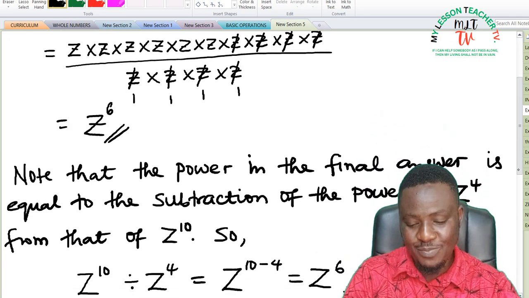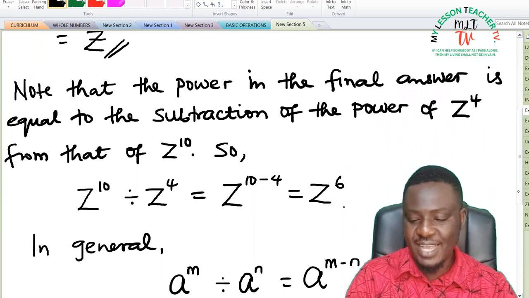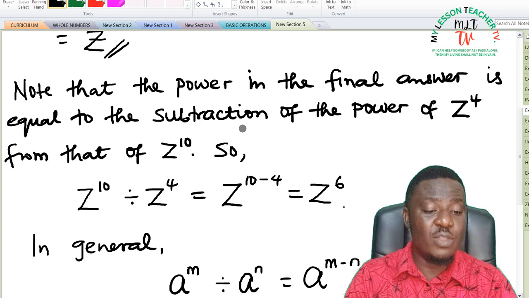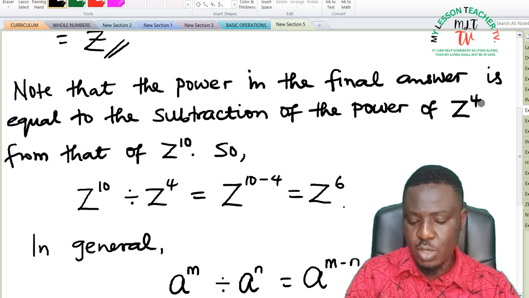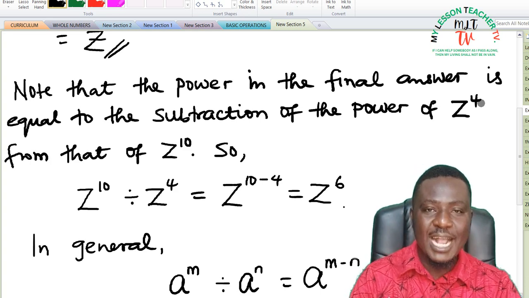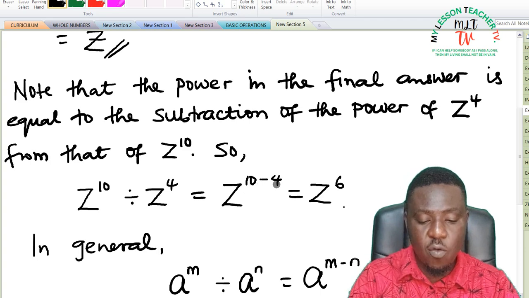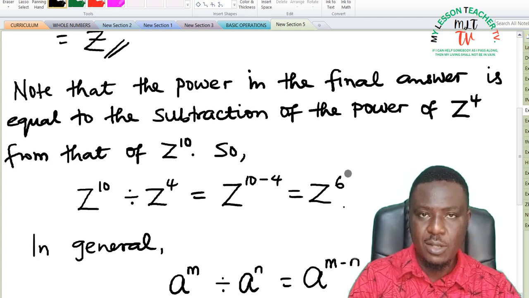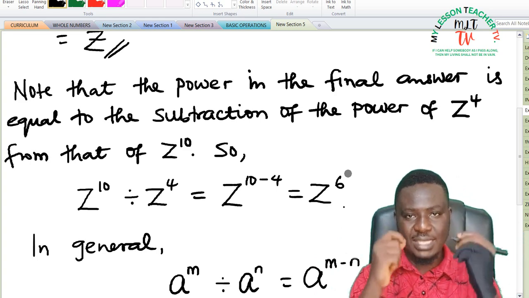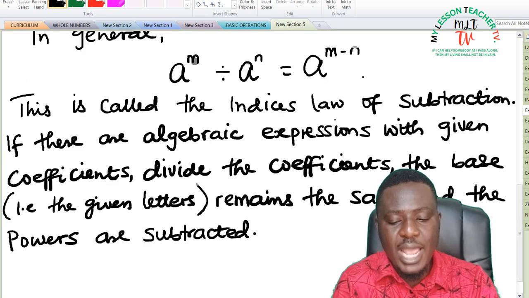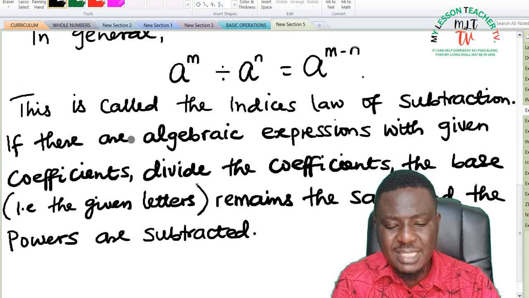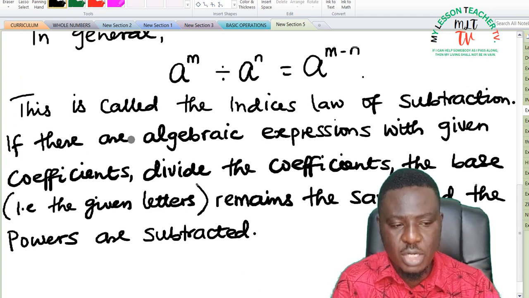Now, note also that the power in the final answer is equal to the subtraction of the power of z to power 4 from that of z to power 10. So, z to power 10 divided by z to power 4 can be expressed as z to power 10 minus 4, which is equal to z to power 6. So, having these two as evidence, we can now generalize by saying that in general, a to power m divided by a to power n is equal to a to power m minus n. This is called the indices law of subtraction.